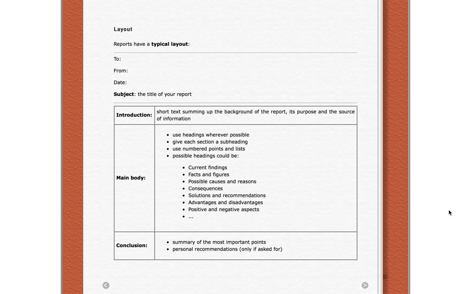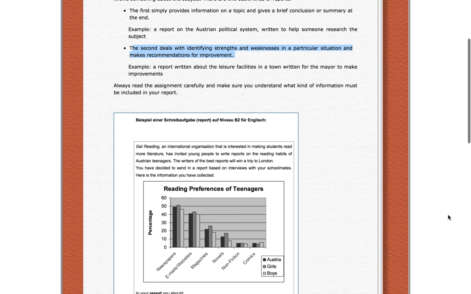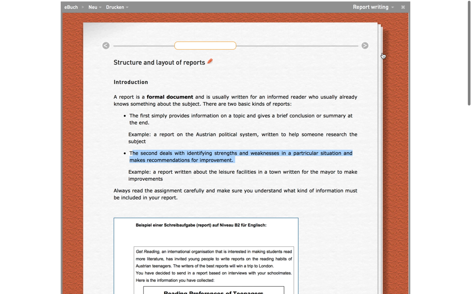Then there is always a conclusion, which is either just a summary of the most important points, or there might be a personal recommendation. But please be careful. This personal recommendation is only appropriate if it's required in the assignment, if in the assignment it says that you should make recommendations. Otherwise, please leave your opinion out.